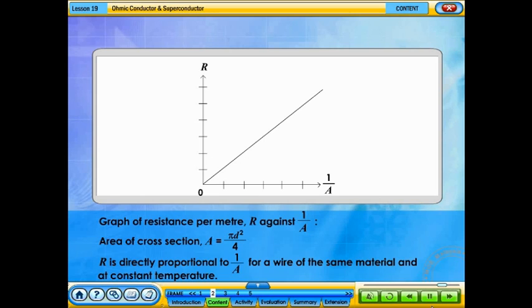The graph of resistance R against 1 over area of cross-section A is a straight line as shown. For each wire, the area of cross-section A is calculated from the diameter d using the formula area equals pi d squared over 4. Hence, the resistance R is directly proportional to 1 over area of cross-section A for a wire of the same material and at constant temperature.